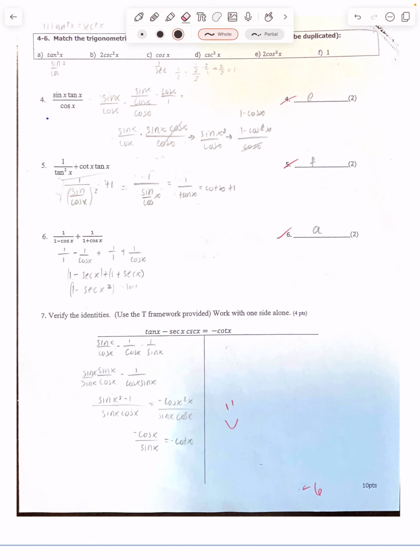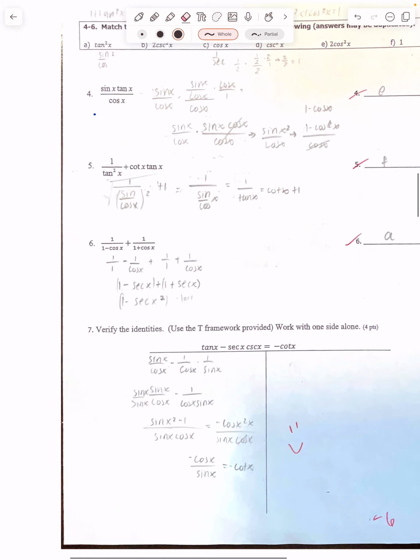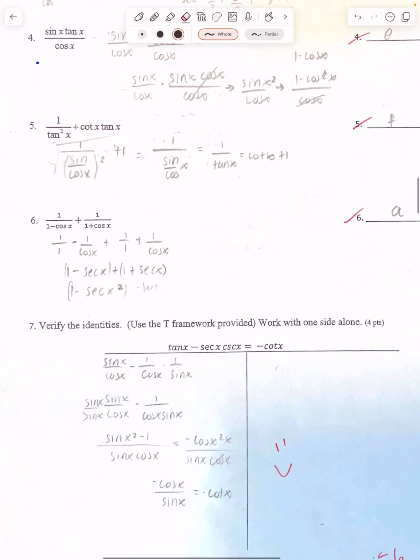The last one has to do with, I'm going to need to get a common denominator so I can add.